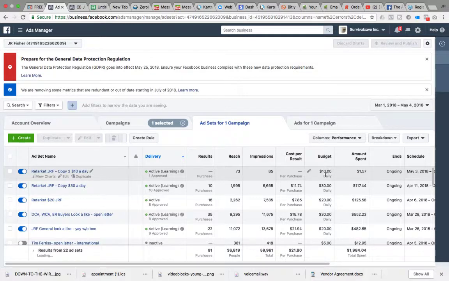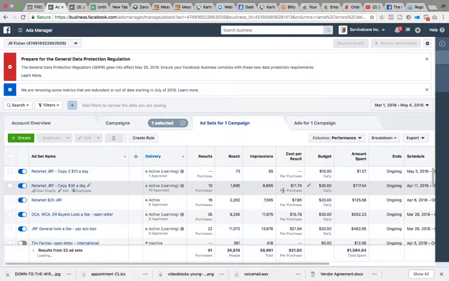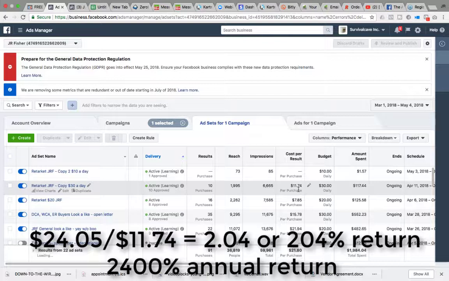It's only spent $1.57. This one here, cost per result is $11.74. So let's figure out what I made on that. 24.05 divided by 11.74. So that one I got a 200% return on. 200% is pretty good, right? Because you got 200 times 12. So yeah, I had 20. Was that 2,400? Let me check my math here. I shouldn't do this live, should I? 200 times 12. Yeah, 2,400%. So that's a pretty good return.